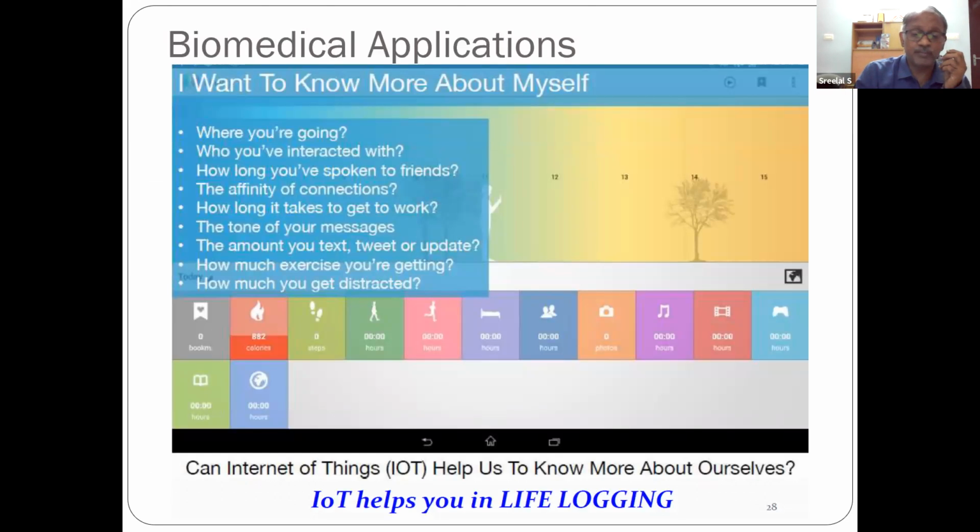Now let us look at some of the very interesting applications of this. For example, biomedical application, where I want to know more about myself.